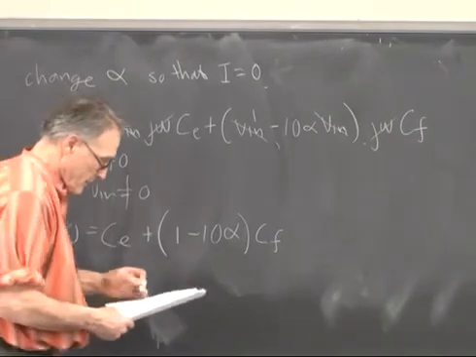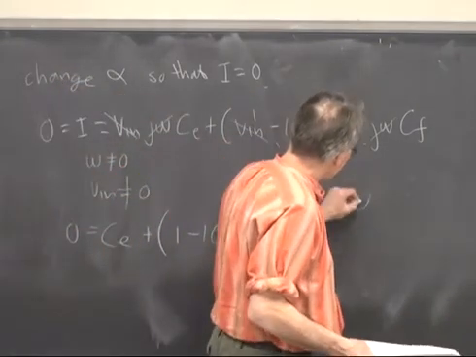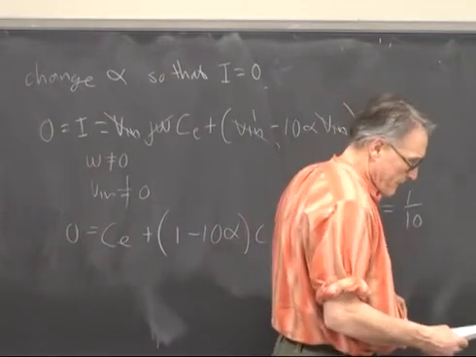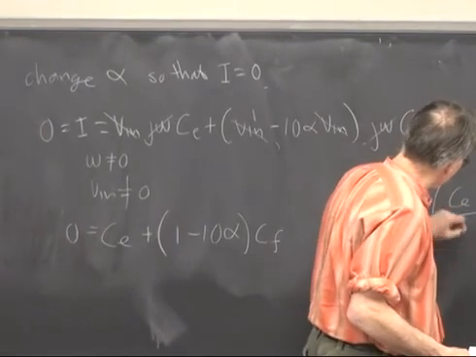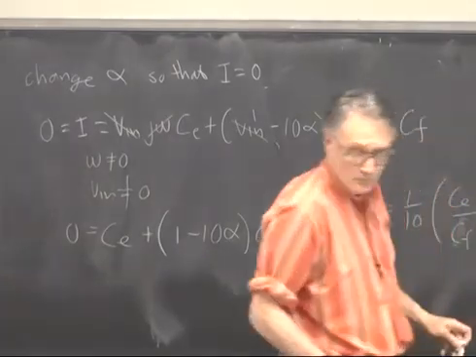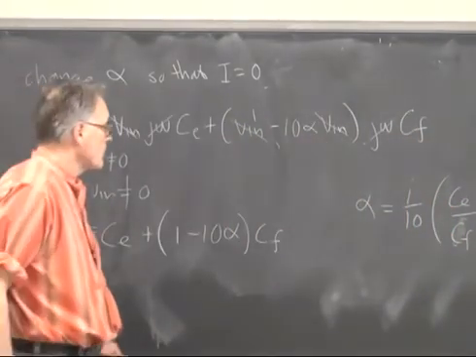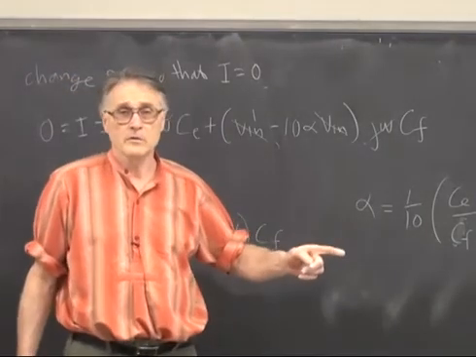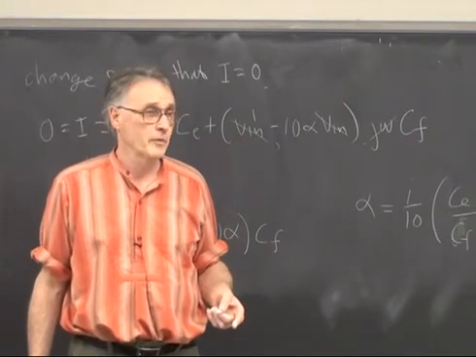If we rearrange this, we can see that if alpha is equal to 1/10 of CE over CF plus 1, current will be 0. The time constant will go to 0. The system will have infinite bandwidth independent of the input capacitance.